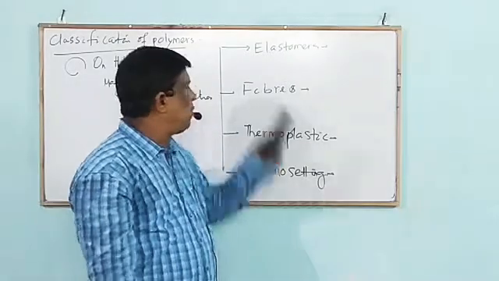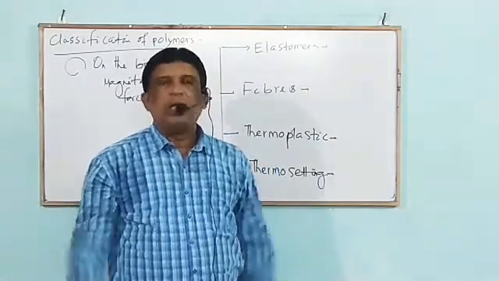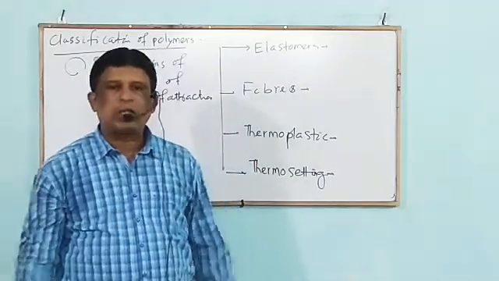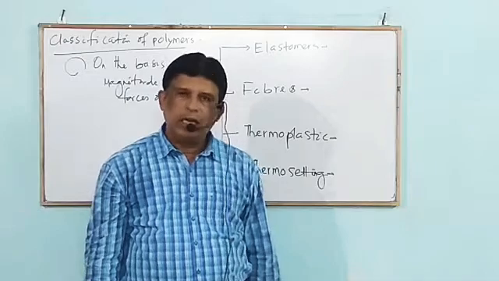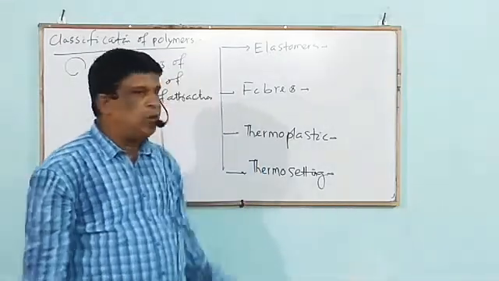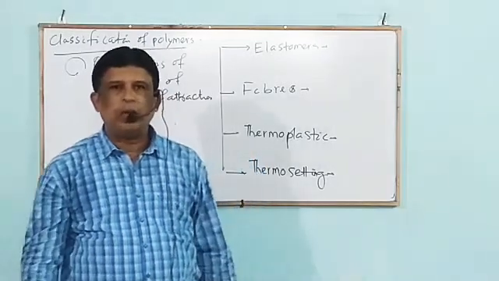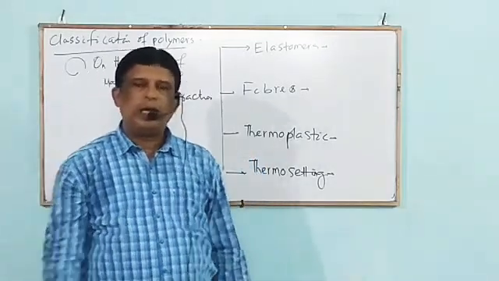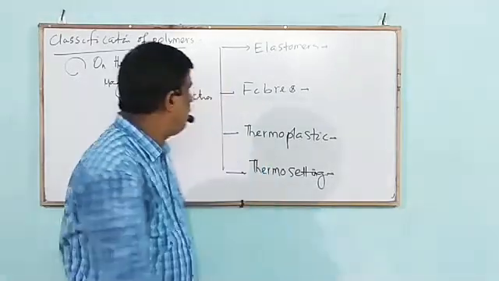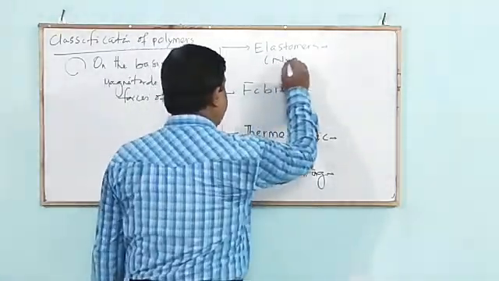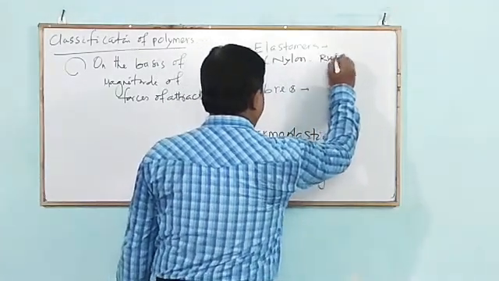The first one is elastomer. The polymer formed in such a way that the magnitude of forces of attraction among the monomer units is very weak, then that type of polymer is known as elastomer. Due to weak forces of attraction, they have low melting point, low tensile strength, and are easily stretchable. For example, nylon, rubber.